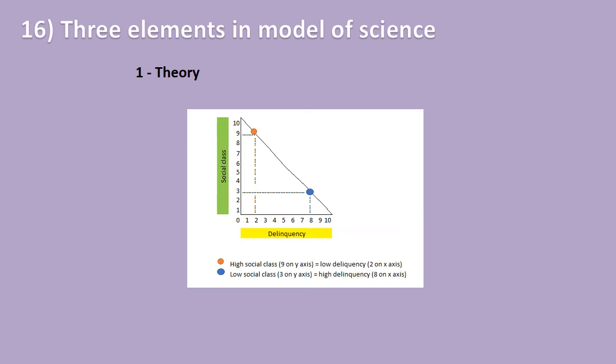If you've got high social class, however they measure social class, if you're in the upper echelons of social class, at a 9, you can see, according to this theory, you would be a 2 on the delinquency scale. So high social class would equate to low delinquency. Conversely, if you're only at a 3 in social class, that bumps it up to an 8 on the delinquency axis. So that's one way to look at it. That would be the theory.